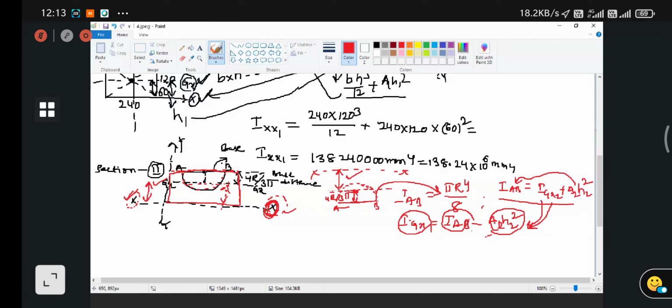So in order to find this moment of inertia, I have to find the centroidal moment of inertia, that is Gx2. After finding Gx2, I will find the moment of inertia about this x axis with this centroidal distance by applying the parallel axis theorem. Then I will get the moment of inertia for this second section about this base axis. That is why, first of all, I am going to find the centroidal moment of inertia.